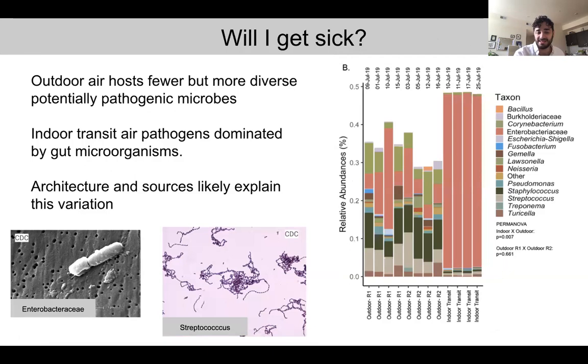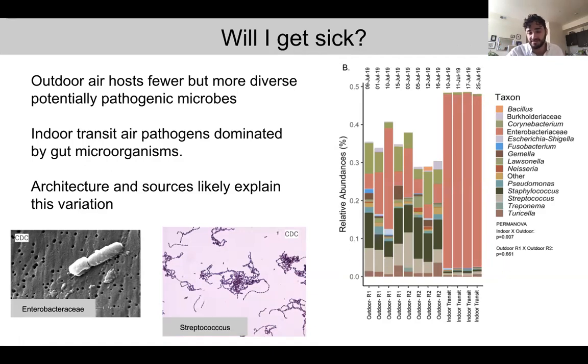But we found that of the potentially pathogenic fraction of the different microbes that are in the atmosphere, the outdoor air hosts fewer but more diverse ones, and that indoor transit air pathogens are largely dominated by gut and, I should say, skin commensal microorganisms. And I think it's likely due to the architecture, and those sources within that environment can likely explain that variation.